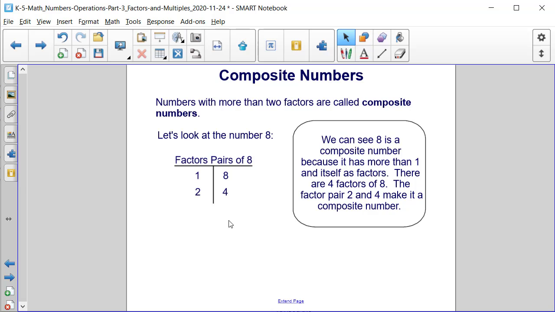Numbers with more than two factors are called composite numbers. Let's look at the number 8. The factor pairs of 8 are 1 and 8 and 2 and 4. We can see that 8 is a composite number because it has more than 1 and itself as factors. There are 4 factors of 8 instead of just 2. The factor pair 2 and 4 helps to make it a composite number.